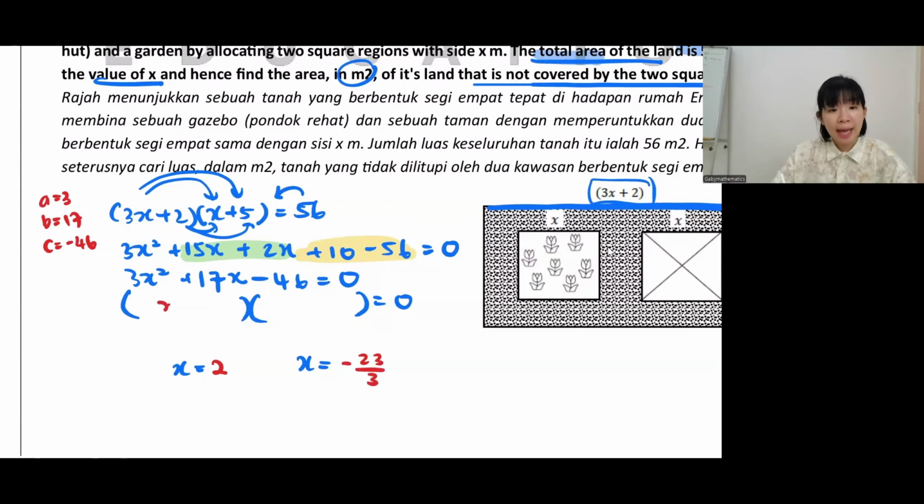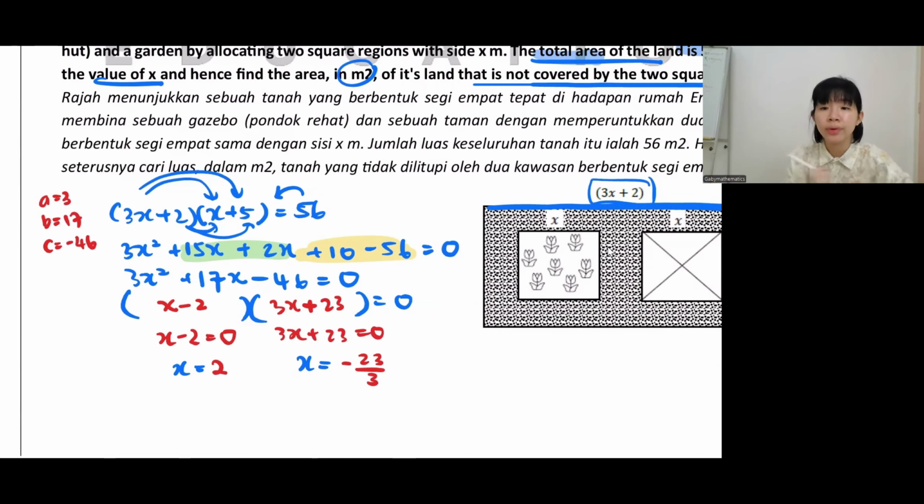Okay, so first bracket we write x minus 2, x minus 2 equals 0. The other one, if it's negative, make sure you put plus. Now, when you see fraction, we don't put the whole thing. We have to move the denominator, the 3, to the front. We write denominator first, which is 3x plus 23. So 3x plus 23 equals 0. Okay, which one rejected? Now, x here is actually the length of the square. Length cannot be a negative answer. So the bracket here is rejected.